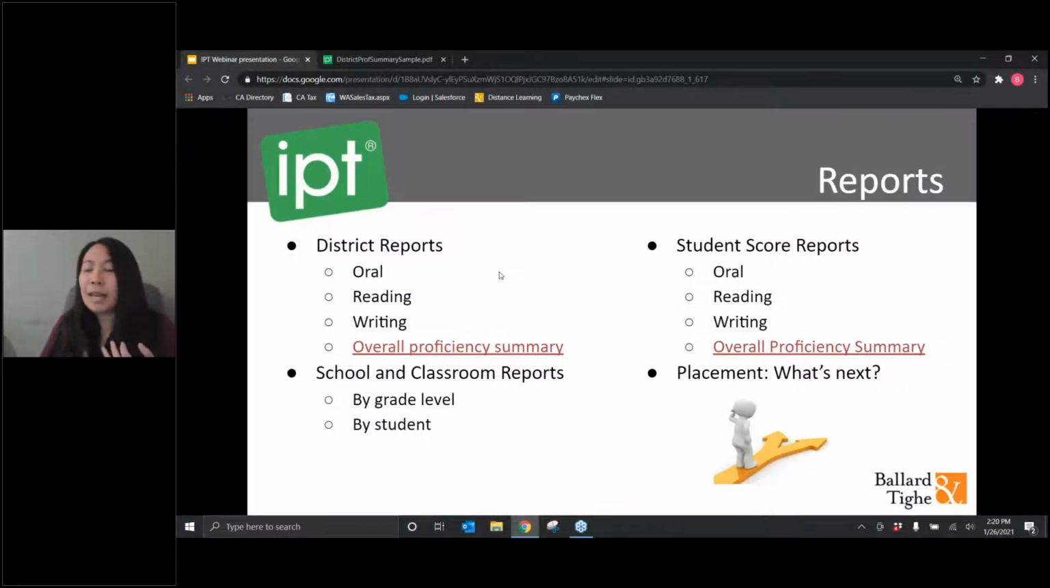We also have school as well as classroom reports, and these are useful because at the school level, a principal can see how the school is performing by grade level or even the students individually in those schools. Classroom reports can be given to teachers, or admin can see how each classroom is doing by grade level or even by student. Student score reports are useful to show parents, or you can put it in their cumulative file, or you can show it to the teachers to understand how they're doing in oral, reading, and writing.